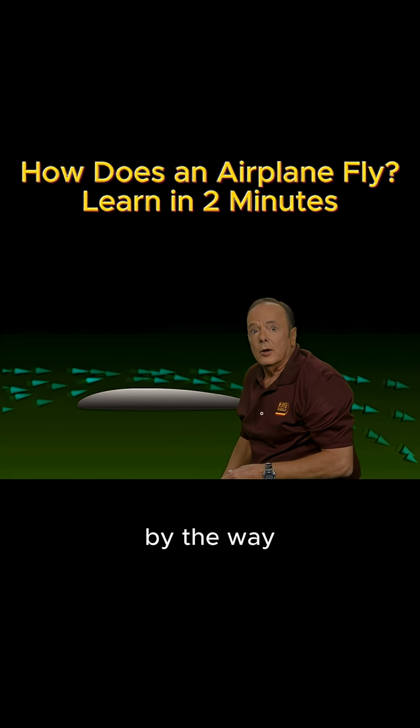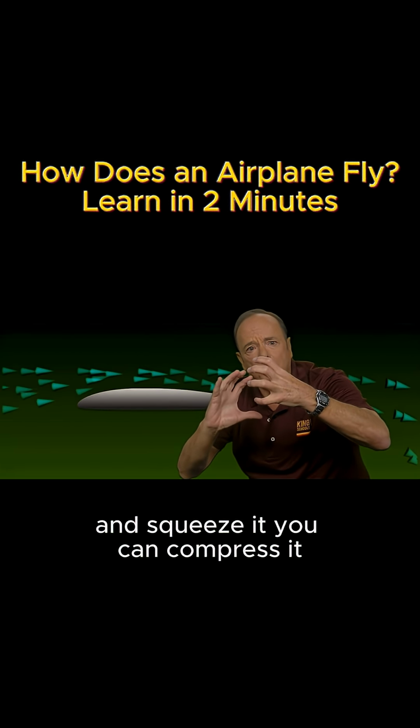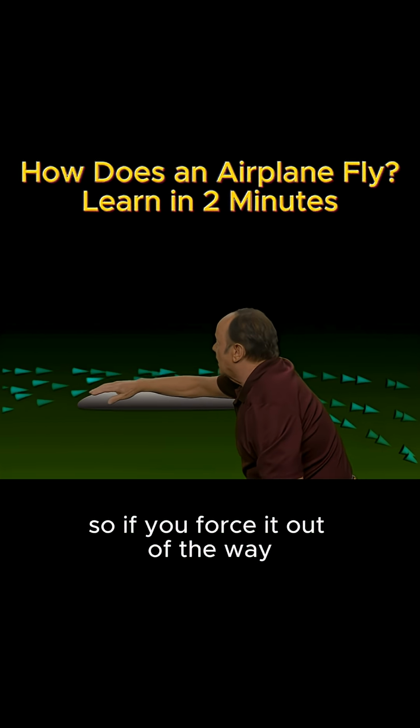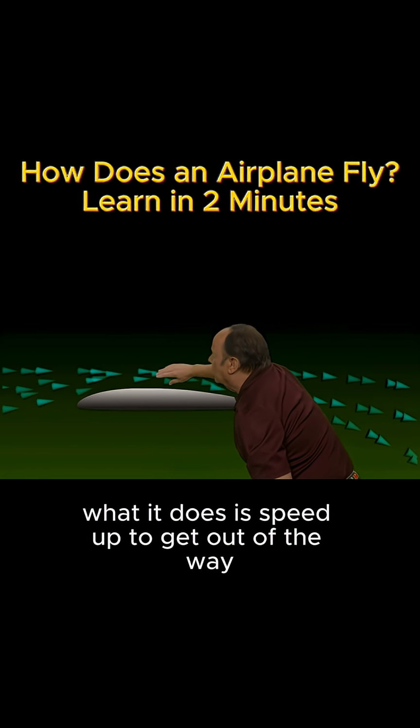And by the way, you should know that if you put air in a gallon jug and squeeze it, you can compress it. But free air is incompressible. So if you force it out of the way, when it flows over the wing, it doesn't compress at all. What it does is speed up to get out of the way.